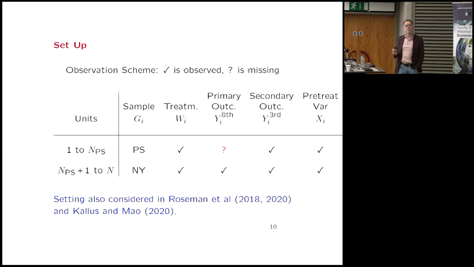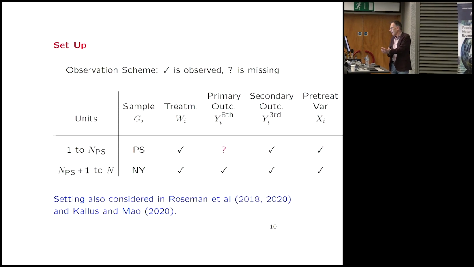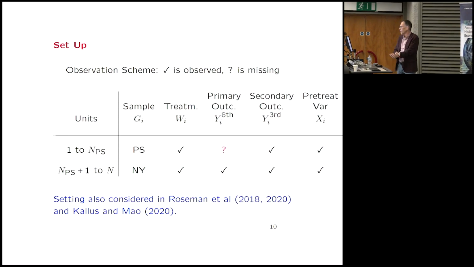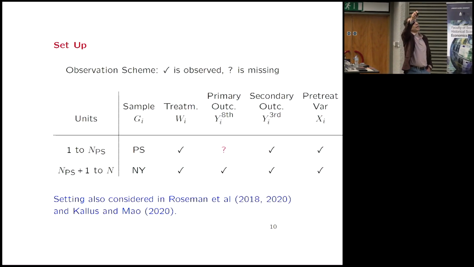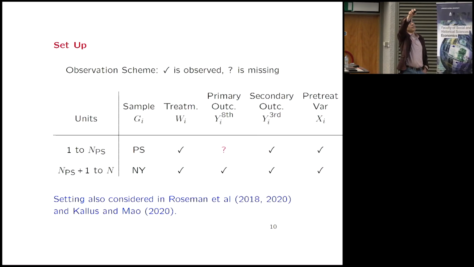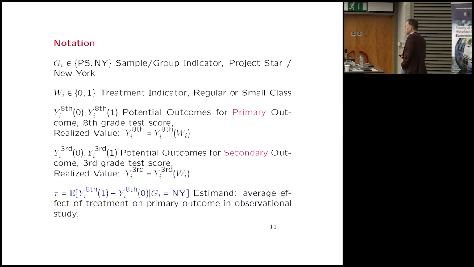But so now let me go into some detail here on how we're actually doing this. So the specific setup is one where we have these two samples, one denoted by PS for Project Star, one by NY for New York. In the Project Star sample, we see the treatment, we see the third grade test scores, and we may see some other covariates, some other fixed characteristics of these individuals. For New York, we see all the variables. We also see the outcome of primary interest, in this case, the 8th grade test scores.